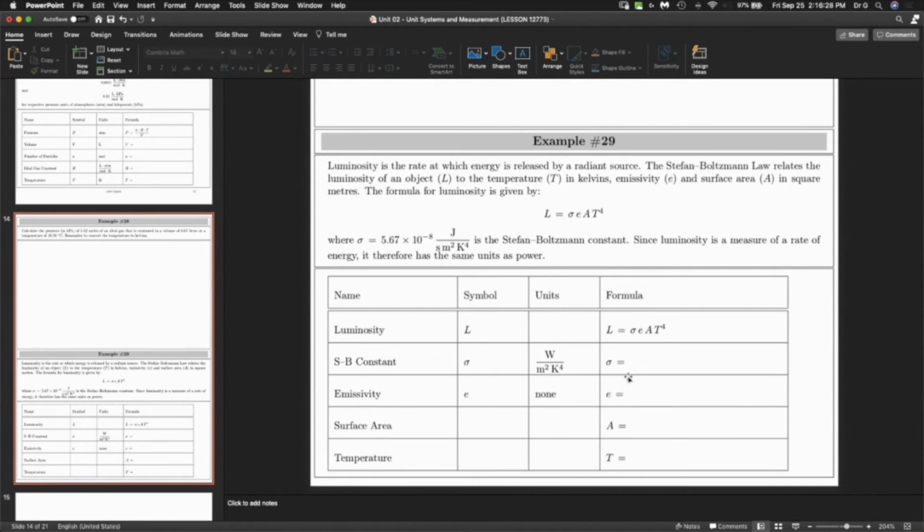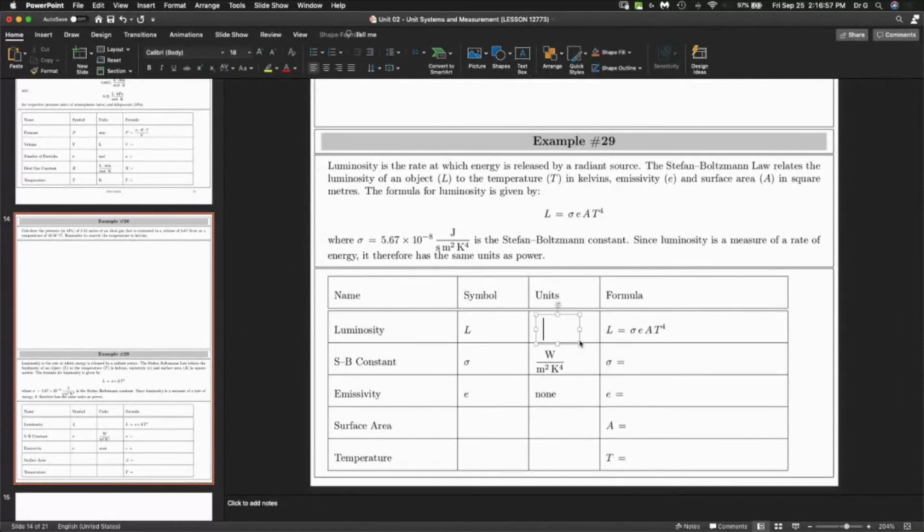So what you have here is the formula for luminosity, which contains a few things. Luminosity, which is itself whatever the quantity that you're trying to find. And luminosity is a measure of power. So if you look through the question here, you'll see that luminosity is actually the rate of energy. I don't actually see that it says what the units are. But it says it down here. The luminosity is a measure of rate of energy, so it is the same units as power.